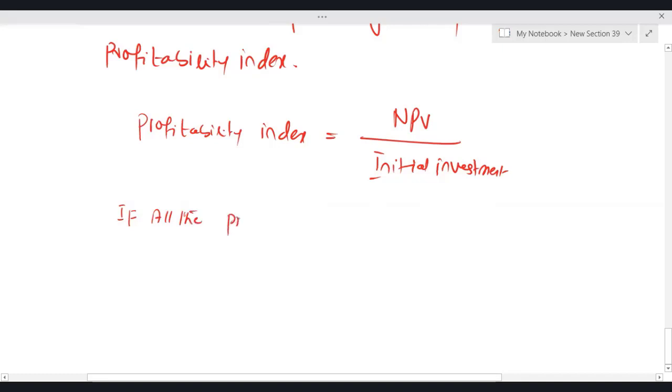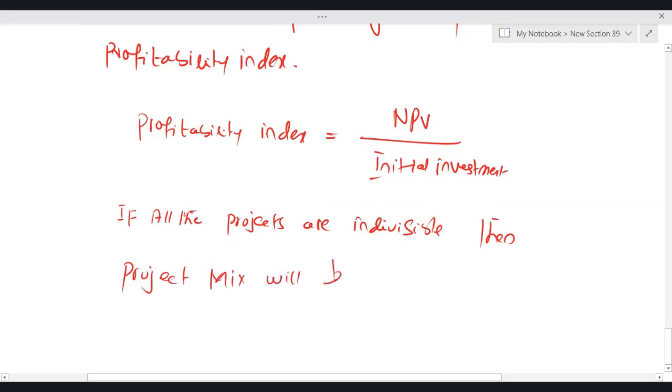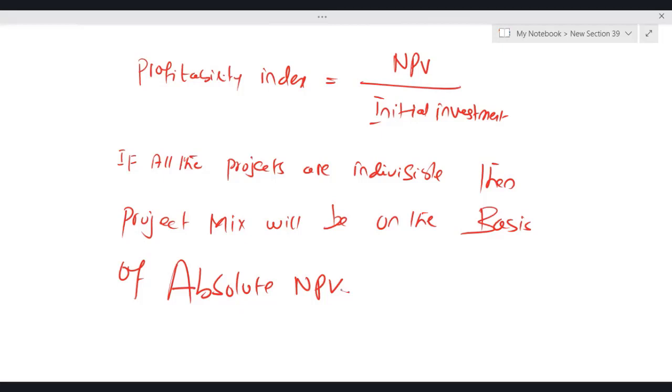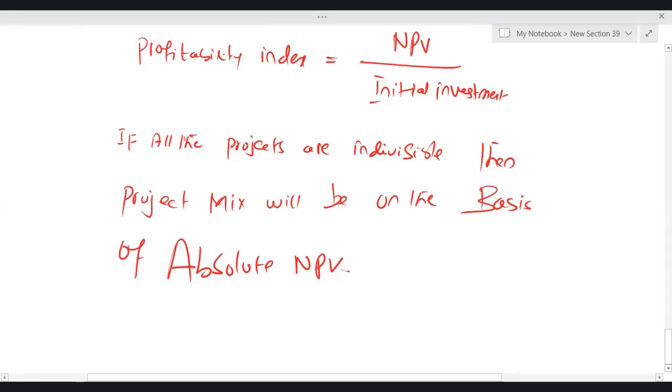Okay. If all the projects are indivisible, then project mix will be on the basis of absolute NPV. If your examiner says all the projects are indivisible, then you will be deciding the order by using absolute NPV.